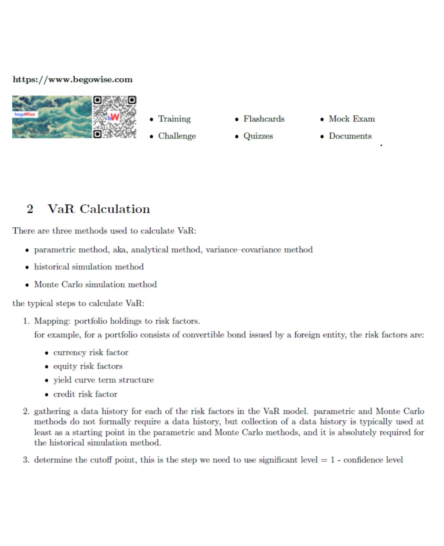Let's discuss how we calculate value at risk, VaR. There are 3 main methods to calculate VaR, and I'll explain each of them in simple terms. 1. Methods to calculate VaR. Parametric method, also known as analytical method or variance-covariance method. This method assumes that returns are normally distributed. It uses statistical measures like mean and standard deviation to estimate VaR.